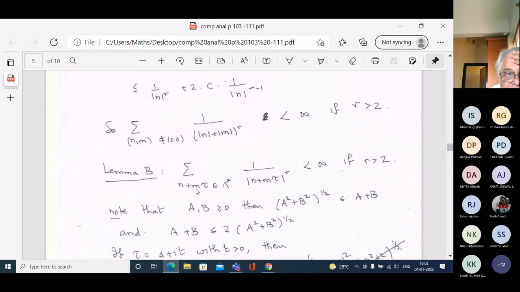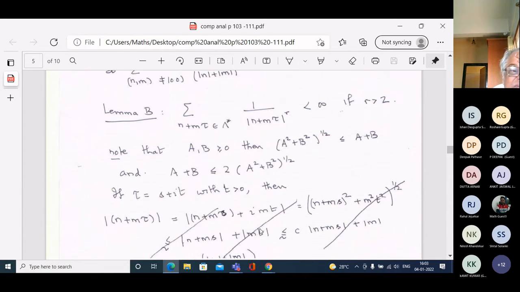Okay, so you take n plus m tau in lambda star, that means both are not equal to 0. And my claim is that this is finite. This follows from a couple of statements which are obvious: a squared plus b squared to the 1/2 is less than a plus b, a is less than a squared plus b squared to the 1/2, and b is less than a squared plus b squared to the 1/2. Therefore, a plus b is less than 2 times a squared plus b squared to the 1/2.